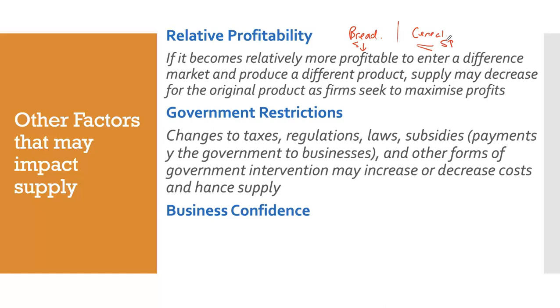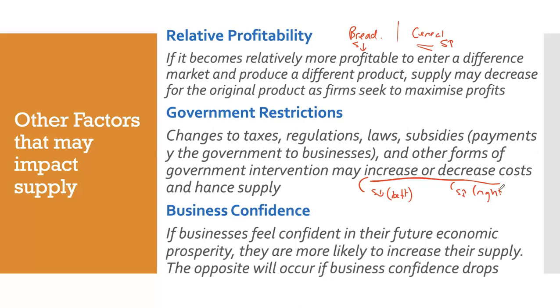Government restrictions, so the rules governments put in, changes to taxes, regulations, laws, subsidies, which are payments by the government to businesses, and other forms will actually artificially increase or decrease the cost. And remember, businesses are trying to make profit. So if the government does something to increase the costs, supply will go down. Decrease costs, supply will go up. And there'll be a shift to the left or a shift to the right accordingly.